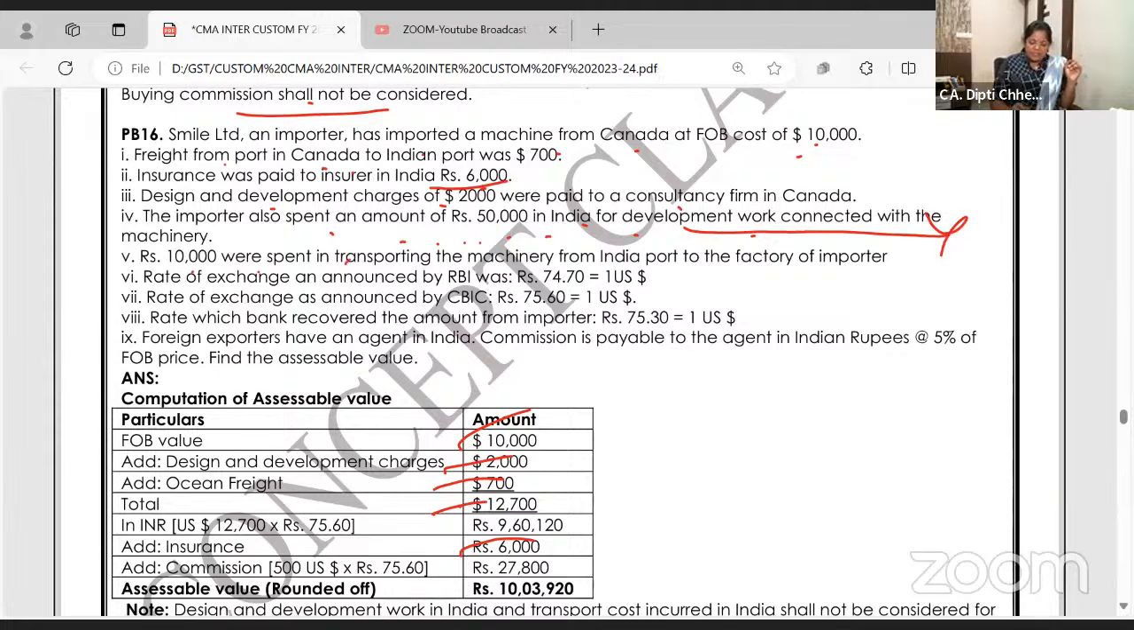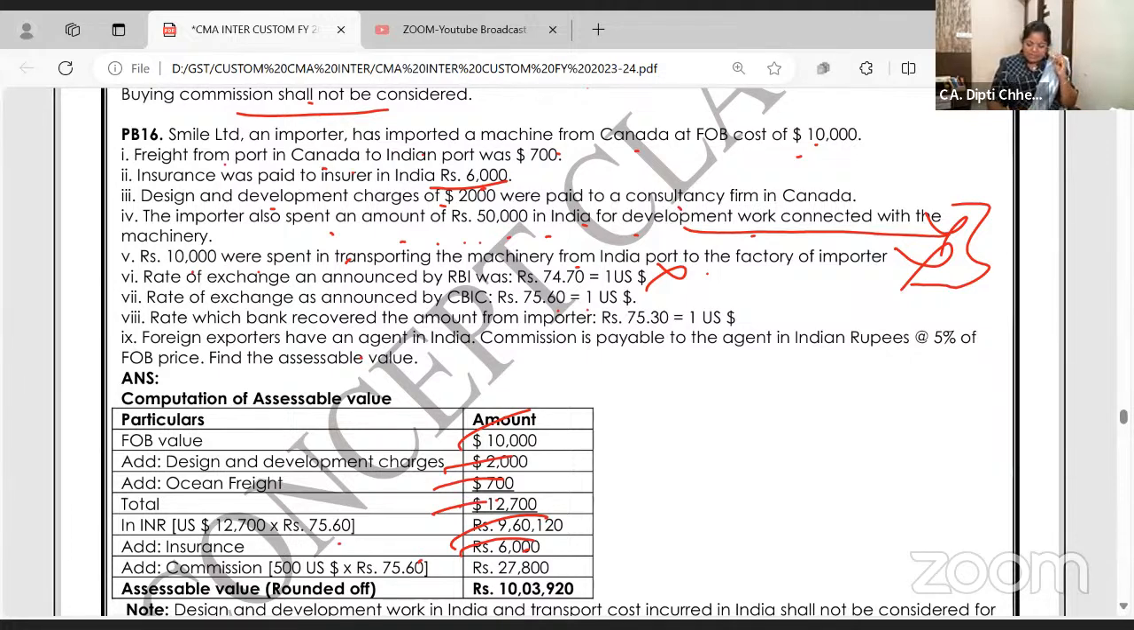10,000 was spent in transporting machinery from the Indian port to the factory. This is a very common example and a very commonly repeated question. Now the rate of exchange is given by RBI. Yes, CBIC. So this you convert. Add insurance.